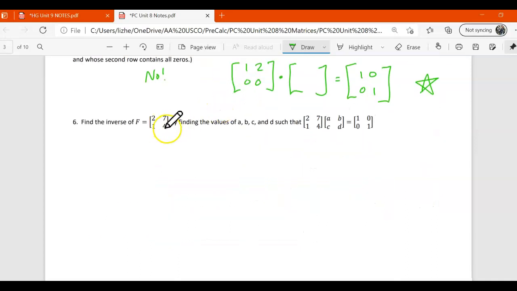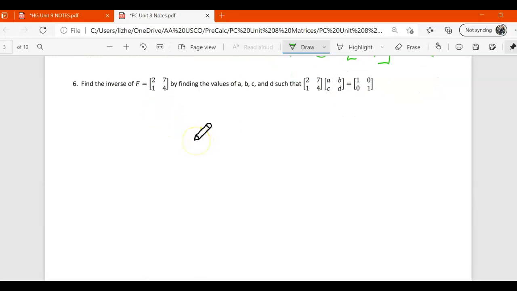Finally, find the inverse of F by finding the values of A, B, C, and D such that that equation is true. So that one I want to do because that might show up for you. So here's F, right? Here would be the inverse of F, and here's the identity. And we know that the matrix times its inverse will give you the identity. So let's set up the multiplication.